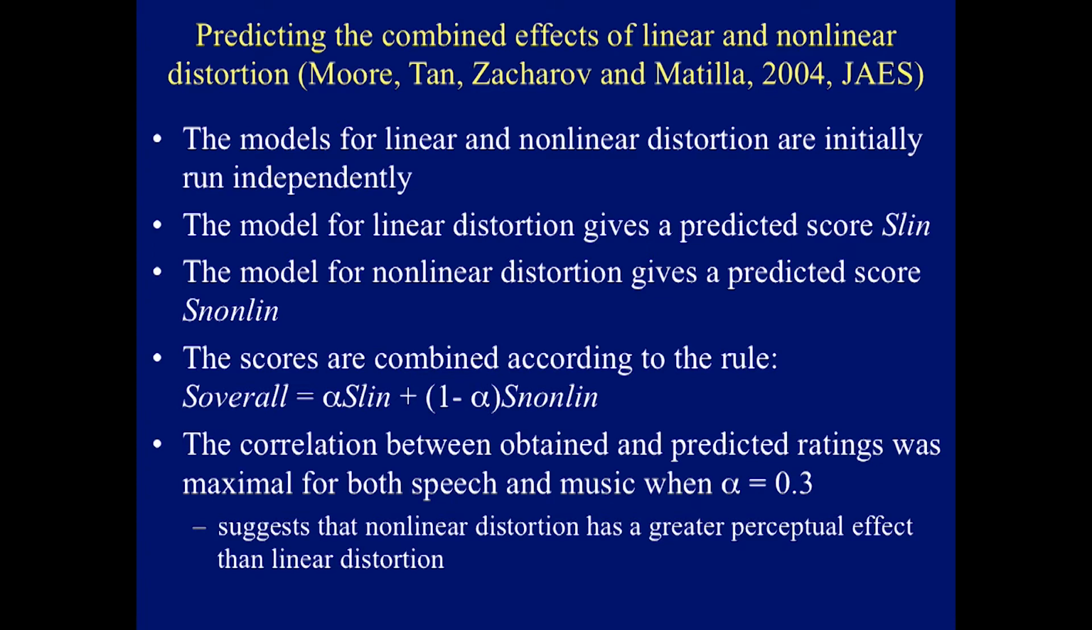And we found that we got the best correlation between obtained and predicted ratings when we set alpha equal to 0.3, which means that these nonlinear distortions have a slightly bigger perceptual effect than the linear distortions. We're more sensitive to the noisiness, the grittiness, the harshness produced by nonlinear distortion than we are to the small changes in the excitation produced by the linear distortion.